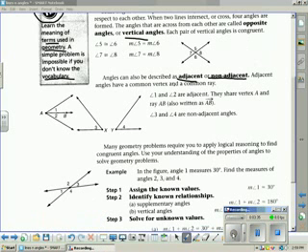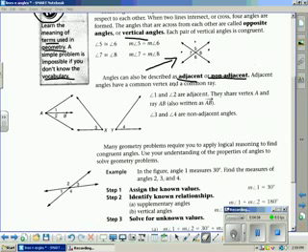Let's talk about adjacent and non-adjacent angles. Using the same illustration right here, we have two lines that intersect, and we have angles 5, 8, 6, and 7. Okay? We know that angle 5 and angle 6 are vertical because they are opposite from each other. And we know angle 7 and 8 are vertical because they are opposite from each other, and they're also equal.